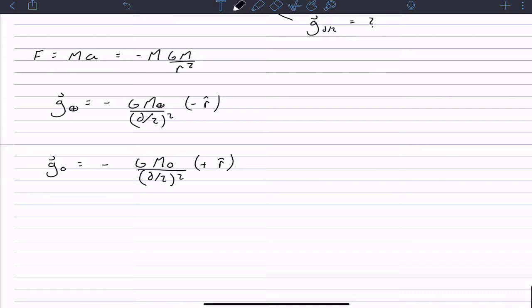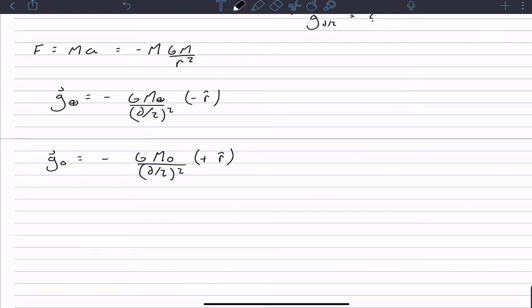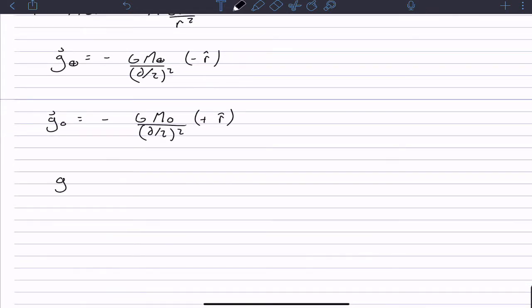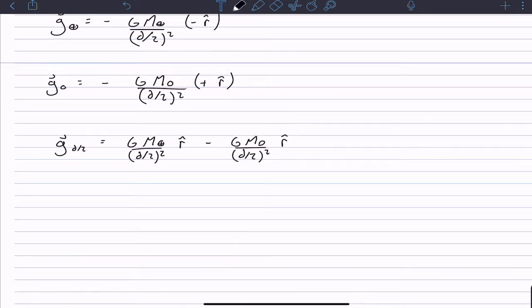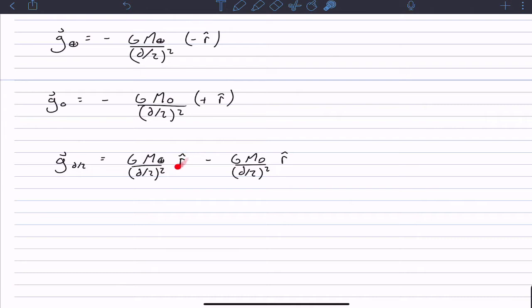Now all we have to do is sum them up. The overall gravitational acceleration at d over 2 is going to be G times the mass of the Earth over the distance between the Earth and the Moon divided by 2, squared, in the r hat direction, minus G times the mass of the Moon over the same distance squared, r hat. Because we have a negative and a negative, that gives us a positive r hat, and then we have a negative and a positive, that gives us a negative r hat.